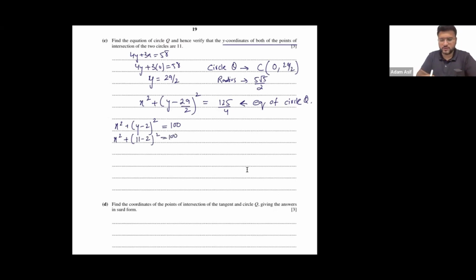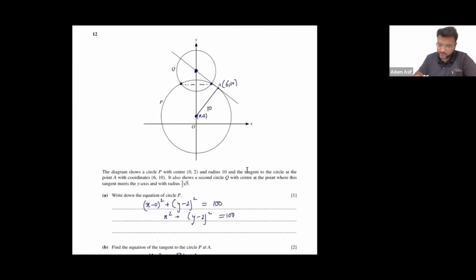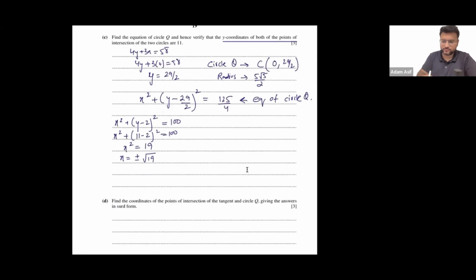So if I do that, 11 minus 2 is 9, so 100 minus 81, x square would be 19, x would be plus minus square root 19. ठीक है, now I have the x coordinates, दो x coordinates हैं, which means that this is minus root 19 and this is plus root 19. ठीक है, so in the second equation, which is the equation of the circle Q, अगर हम root 19 प्लग इन करें और y के लिए सॉल्व करें तो हमारे पास आंसर 11 आना चाहिए.